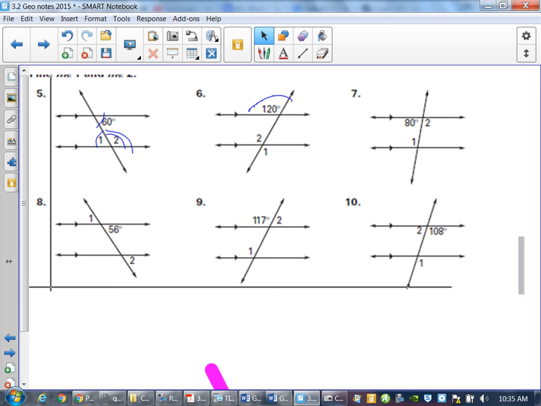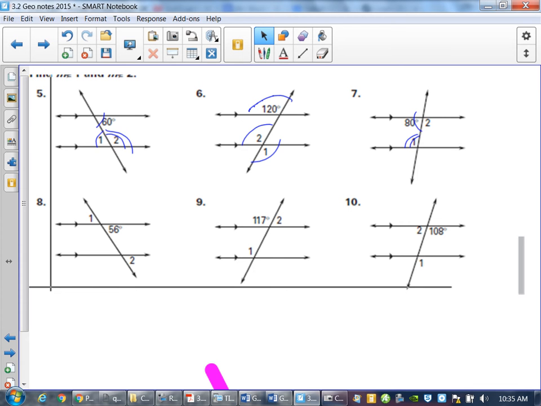120 and the 2, what would those be? Corresponding. Very good. Same position. Top left, top left. Now, what about 120 and the 1? Alternate. If they're interior, they'd be between the lines. These are exterior because they're on the outside. So these are alternate exterior. Okay? 80 and the 1.